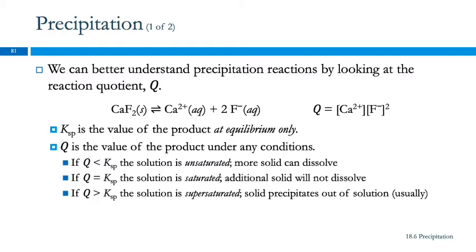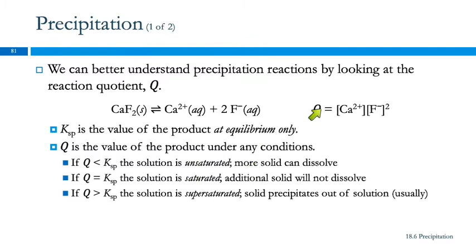It's the same equation, but Q can be calculated under any circumstances. K is at equilibrium only. Q is whatever we've got going on right now. So we calculate Q and compare it to KSP. If Q is less than KSP, that means the solution is unsaturated. We can dissolve more solid.